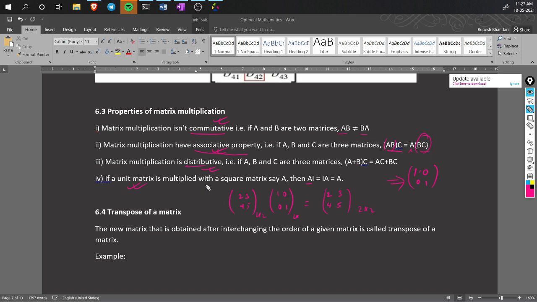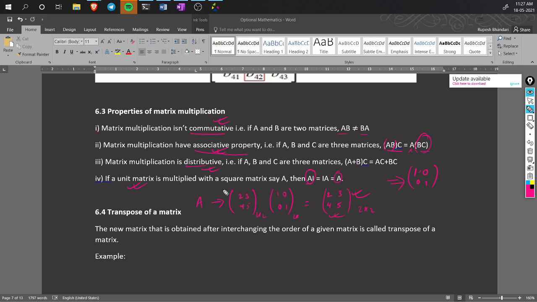So if you see, we were multiplying with A, which was basically nothing else but this matrix, 2 3 4 5, right? So we multiplied with I, which is the unit matrix. What we got is A itself. That's how it basically happens. So you get the same number if you multiply it with that. If you multiply A into I, you will be getting A itself.